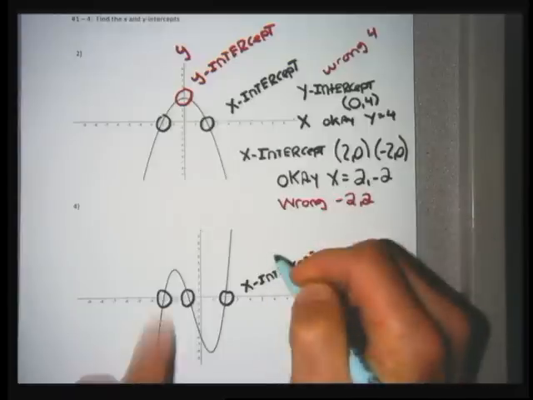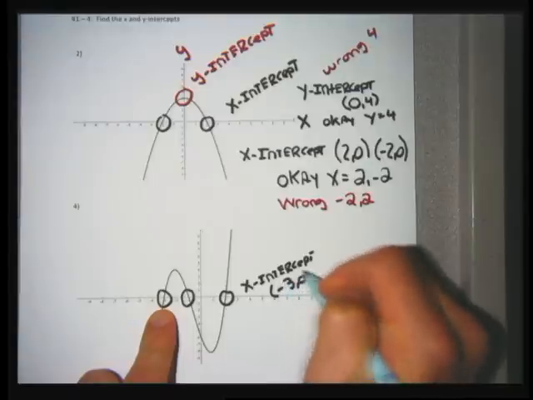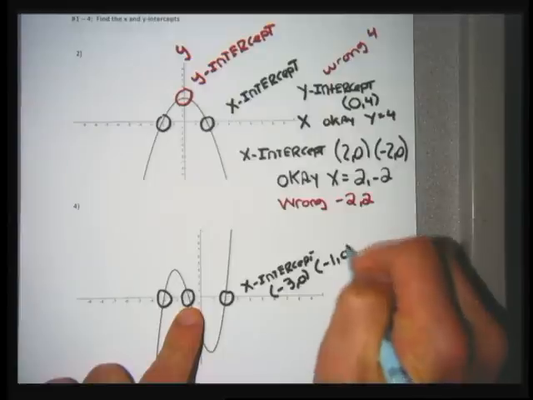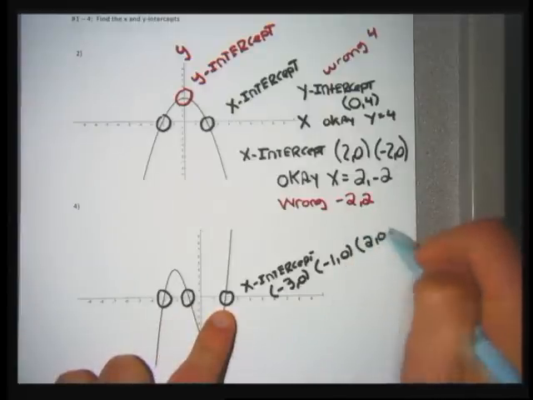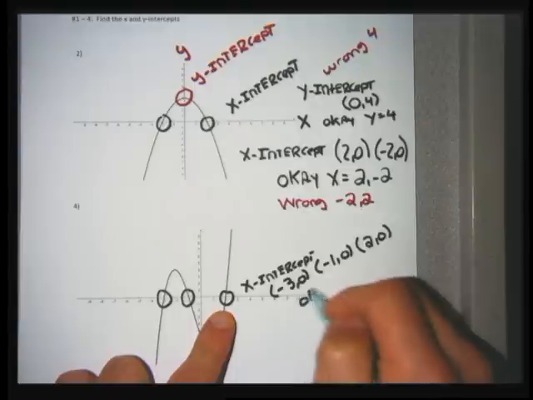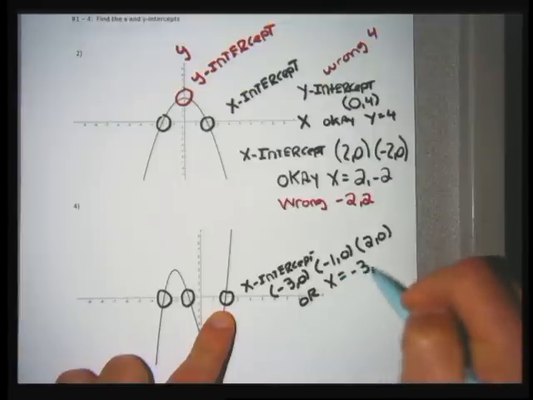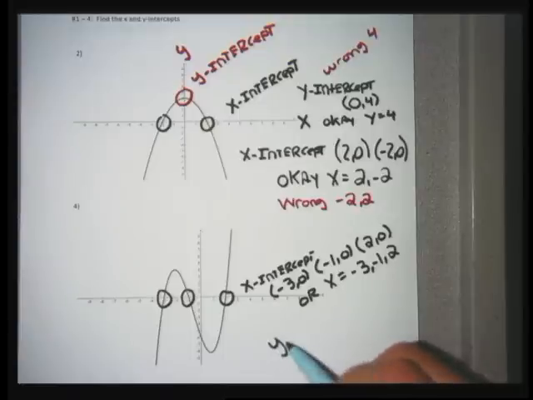And my x-intercepts are going to be that point. Nicest way to write that's the point (-3, 0). This point, best way to write that's (-1, 0). And that point, best way to write that's (2, 0). And again, I live with writing x equal -3, -1, and 2, but I prefer it written as a point. And then for the same problem, if I wanted to do the y-intercept, I just need to find the point on the y-axis.